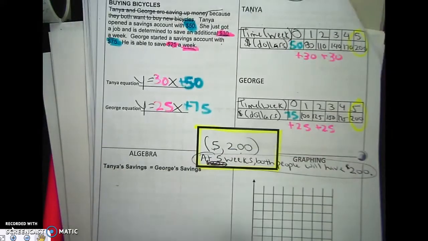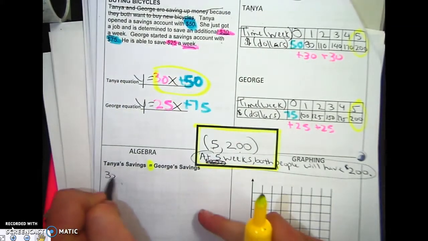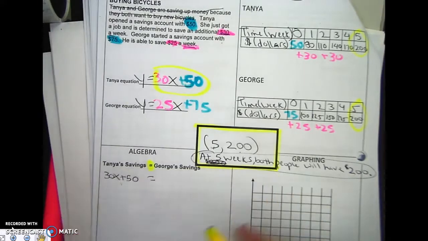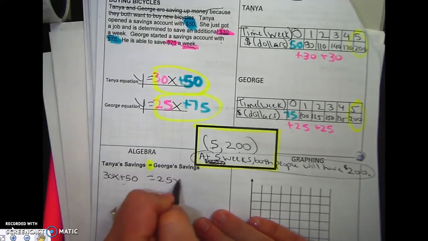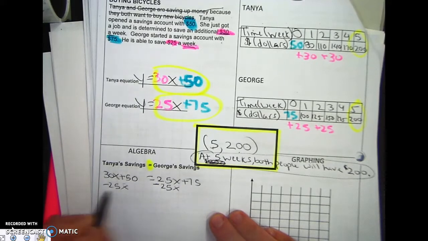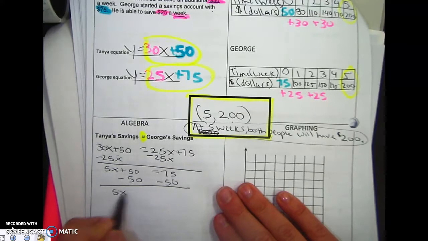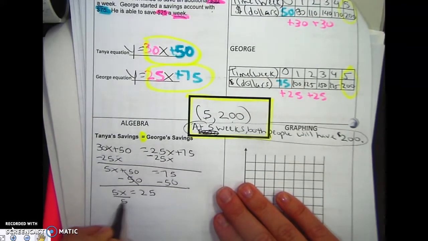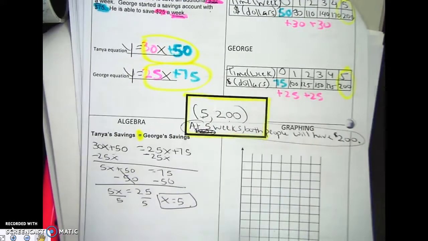And now they're asking me to solve using algebra. If you remember doing what's algebra, it's find where they are the same. So you take this and set it equal to this. You don't need to set the y's equal because they're already the same. Small x to big X. Subtract 50. Divide by 5. And if you look, I got x equals 5. This 5 matches that 5, so you know you're on the right track.